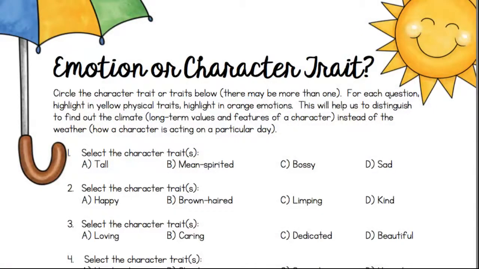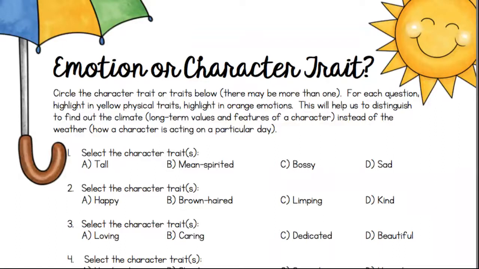This next activity, again, this would be day 3 or 4, depending on how your schedule is set up. This one is just a quick exercise. This could even be a bell work of students separating things from being an emotion or character trait. Circle the character traits below. There may be more than one. That's also great test prep, reading the directions and being able to select more than one.